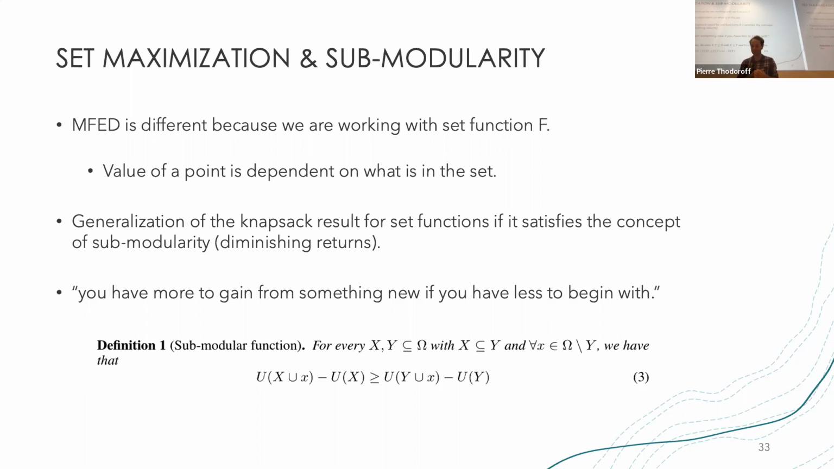And the intuitive way of thinking about it is how your set function works. I like this quote: you have more to gain from something new if you have less to begin with. In our context, let's say I have a set X and I add a new point. I get some variance reduction from this point. But now I take a much bigger set that includes the previous one, and I add the same point. Then the variance reduction for this one that I just added is going to be much smaller than the one in the smaller set. So that talks about the structure of the set function and gives it properties that enable you to do this greedy approximation in a somewhat useful way.